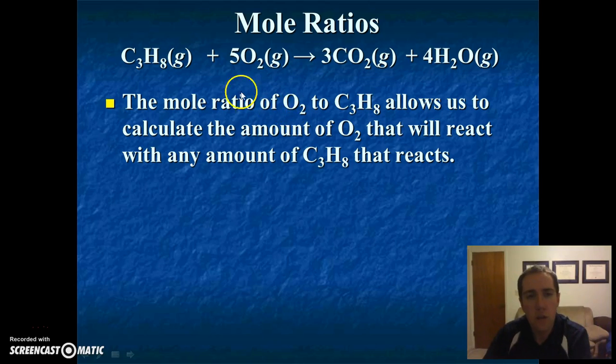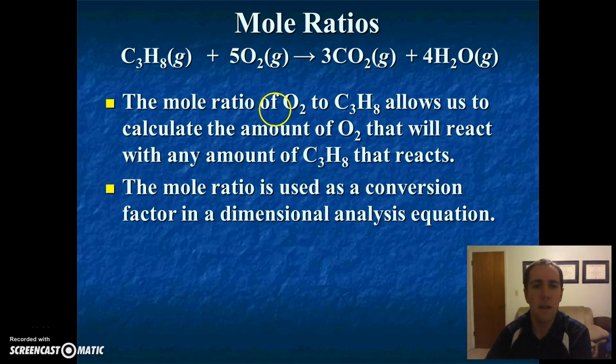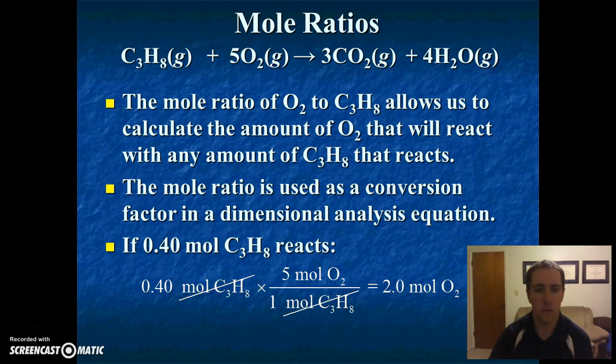So if we know how much propane we're starting with, and we know the number of moles of propane, we can use this mole ratio to figure out how many moles of oxygen we need to react with it. It's just going to be 5 times as many. But we'll do this in a dimensional analysis format, because a lot of times the math isn't going to be these clean numbers like this. This mole ratio is just a conversion factor. Remember, using conversion factors in dimensional analysis, that's exactly how we're going to use these mole ratios.